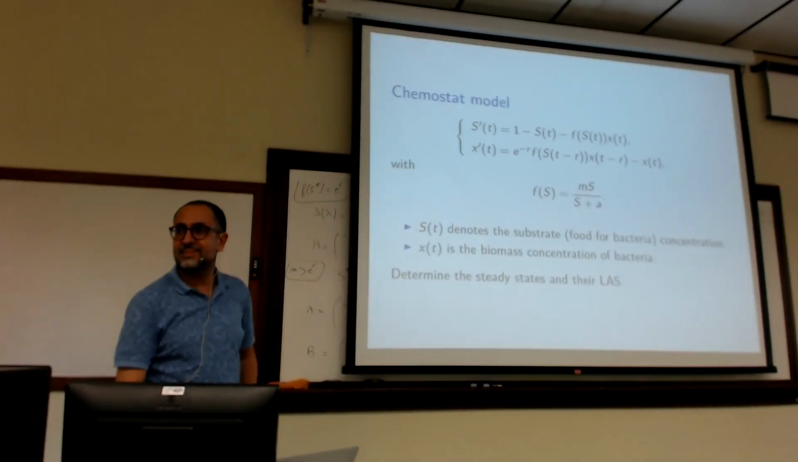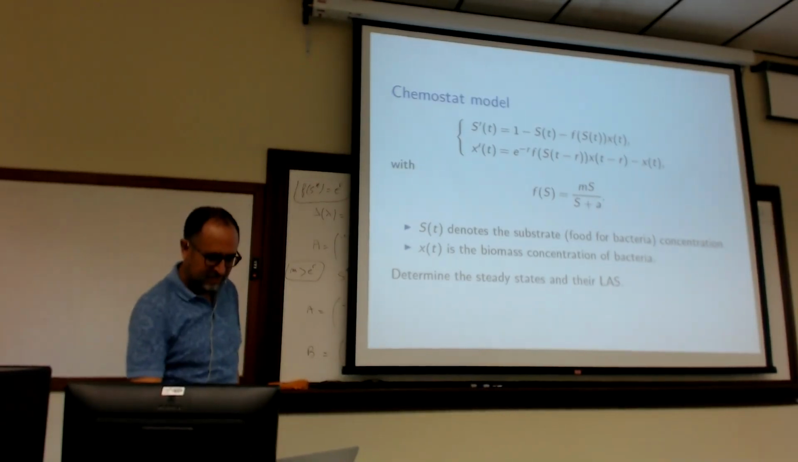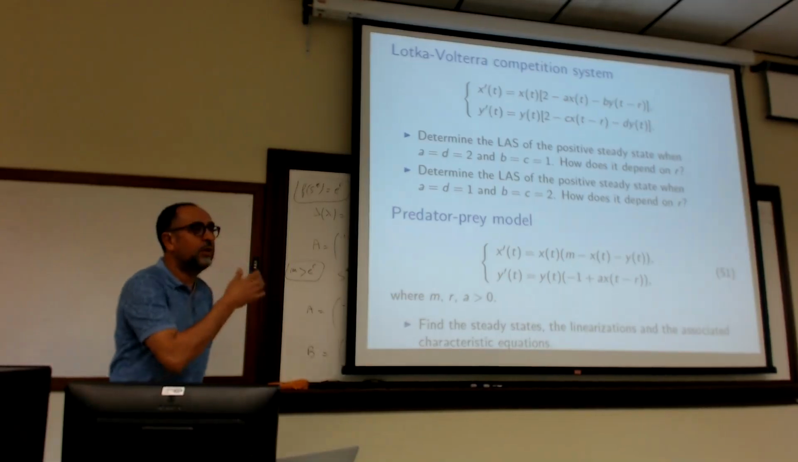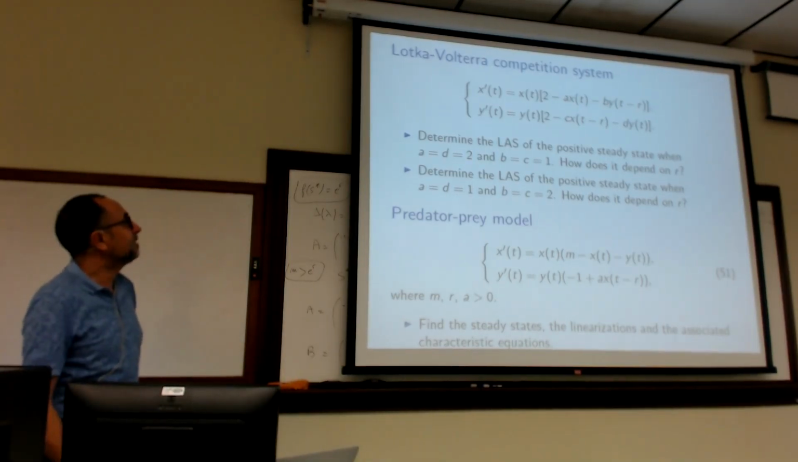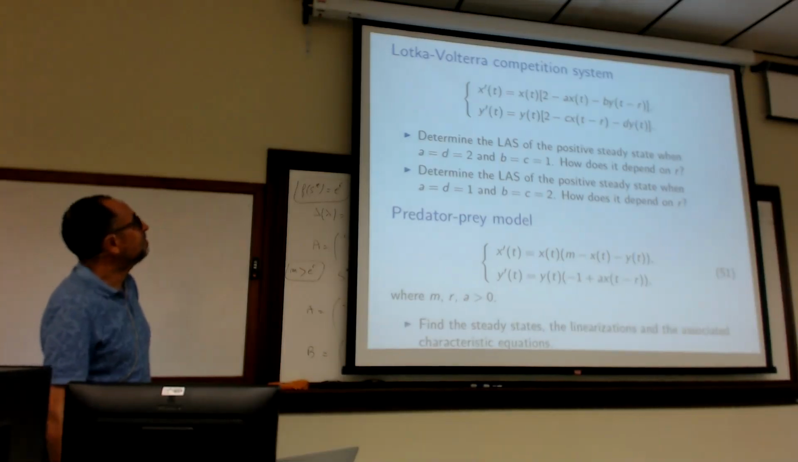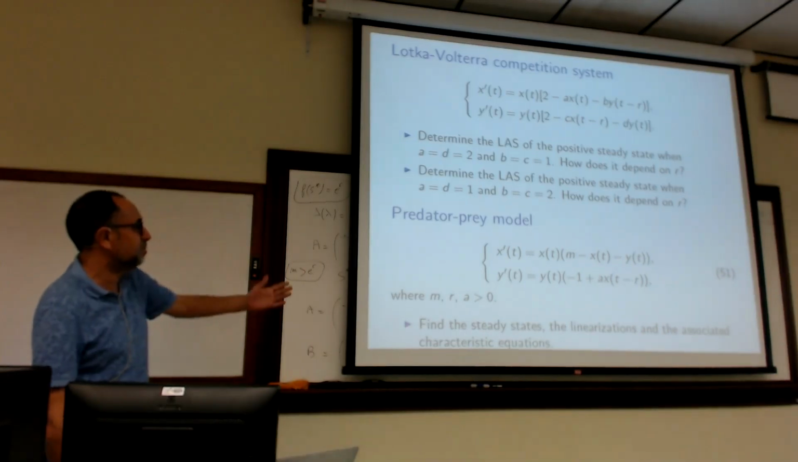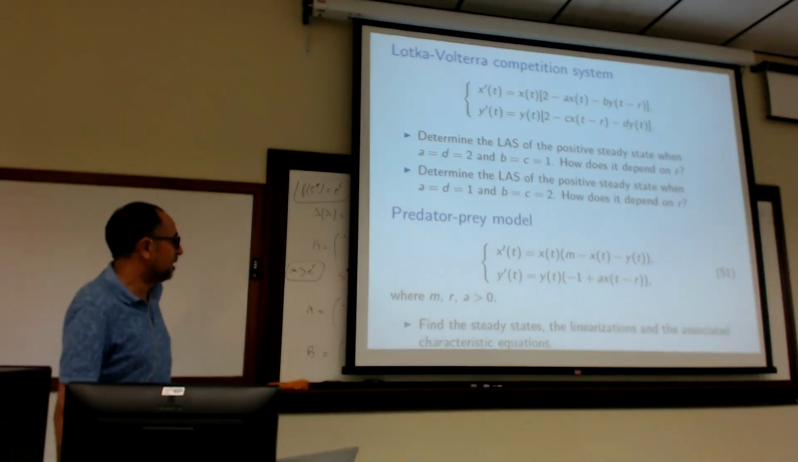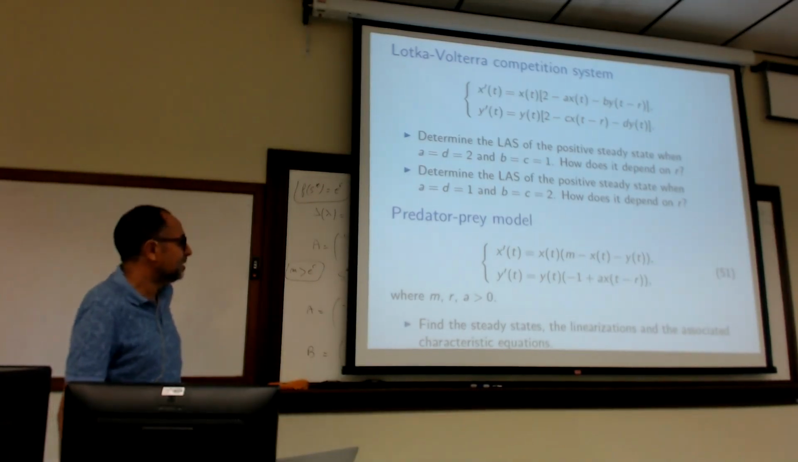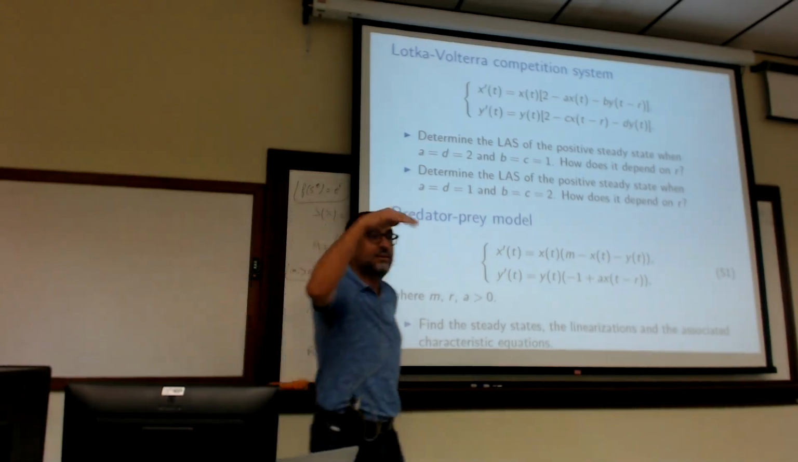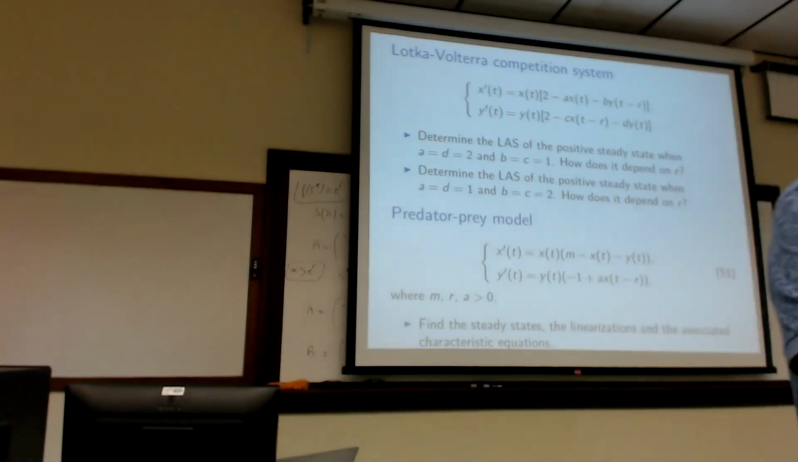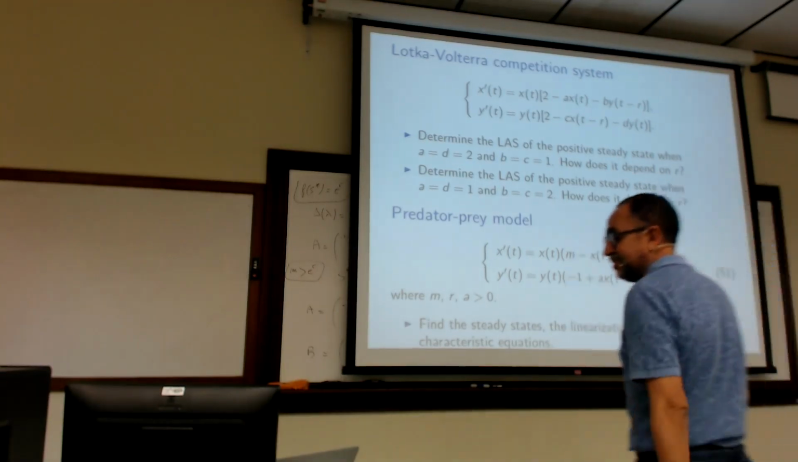It's okay. I can continue or wait. Here, I will give you the slides. You have other exercises to check for characteristic equation: this Lotka-Volterra competition system and predator-prey model. We can find the steady state and make linearization and characteristic equation and use all these theorems that I give you to check the conditions for stability and instability of steady state. It's not difficult, but it's too much work.